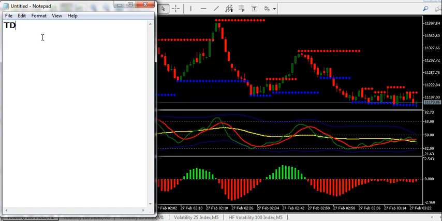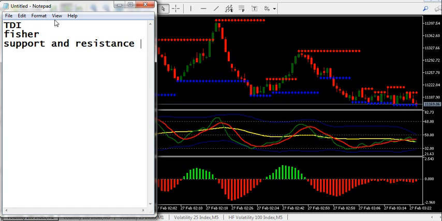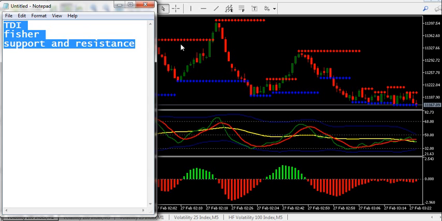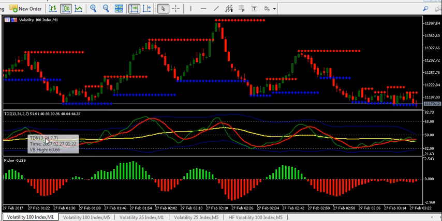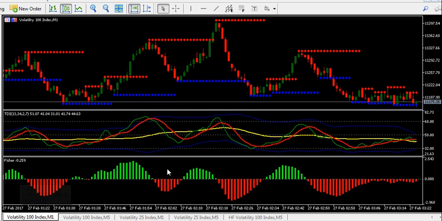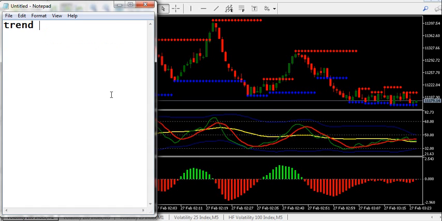In the first place, these are the indicators we'll be using. We use TDI and we use Fisher. Making use of these two, and at the same time we will use a support and resistance indicator as well. These are the three indicators that are here. These are the supports in here, and this is TDI. This is Fisher. Now, what we'll be focusing on is a trend following strategy.